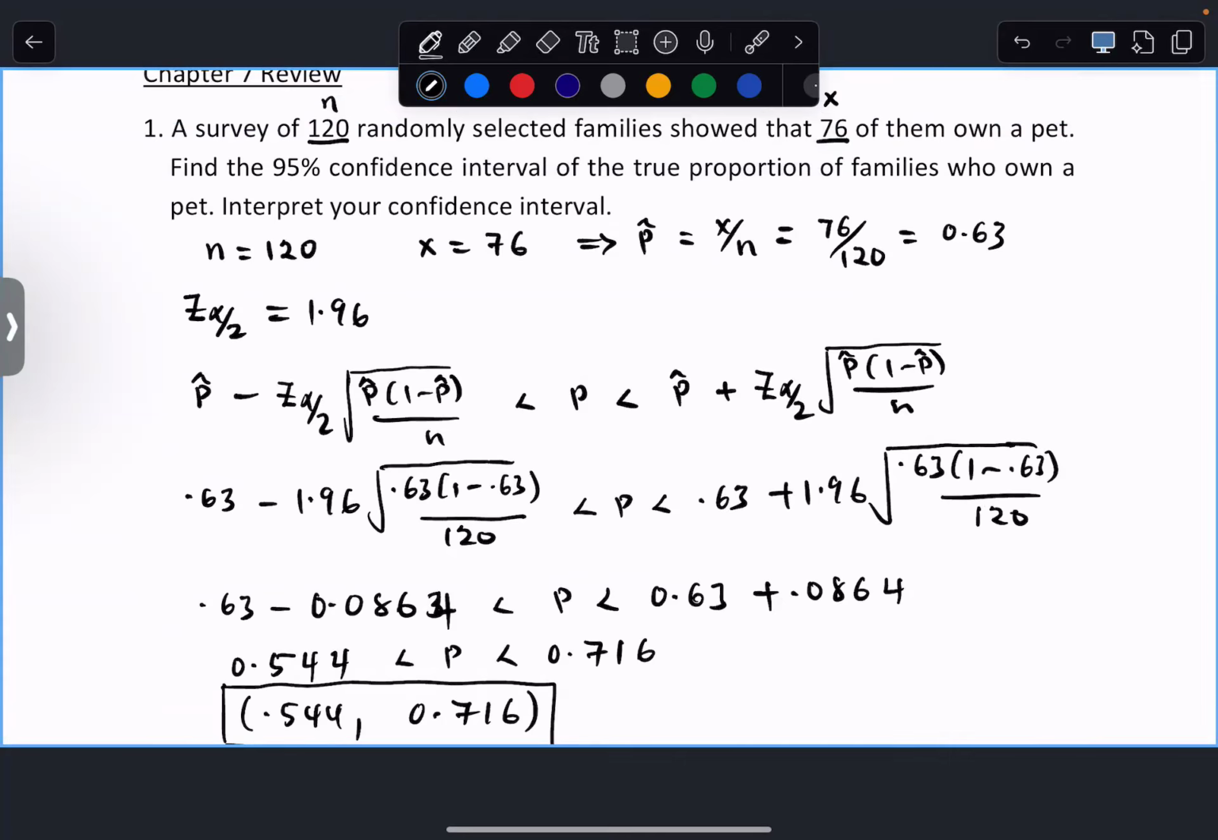Any volunteer? Yes. We are 95% confident that the true proportion of families who own a pet is between 0.54 and 0.7. Great. Between 0.54 and 0.72. That is great. So if you can do this in exams, that is all you need to do, right? Calculate this, interpret, and get all your points.